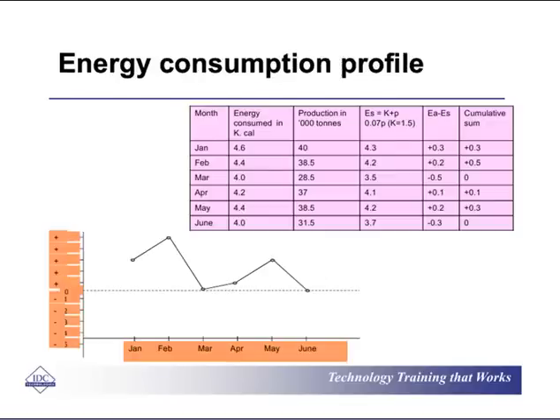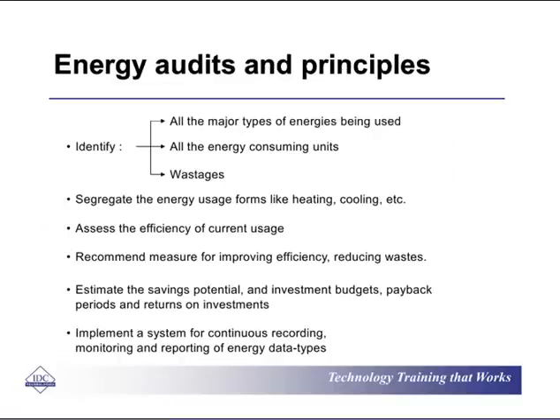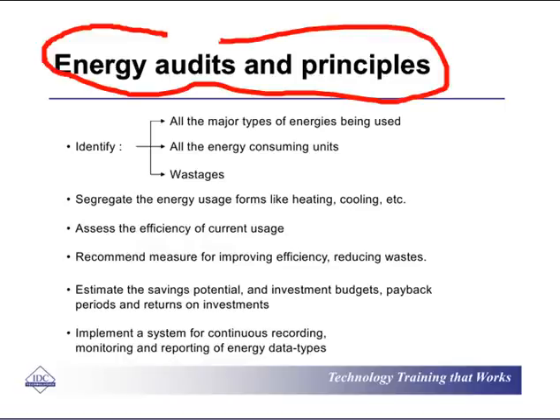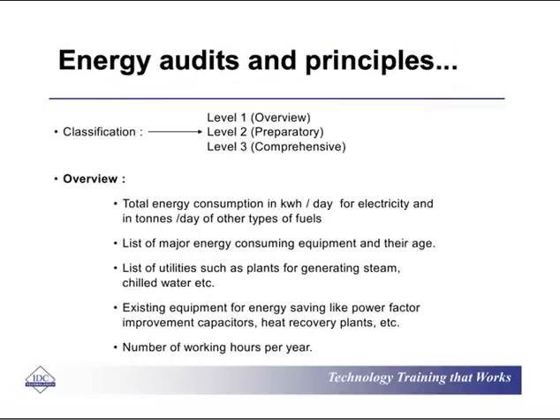Now, as far as energy audits are concerned, and the principles here, let's have a quick discussion about that. Really, what you want to do is look at the major types of energies used, energy consuming units, and their wastage. So there's really two types of audits, sort of overview, which is level 1, preparatory, and then a very detailed comprehensive level 3 one. So this is all discussed in the following slides.